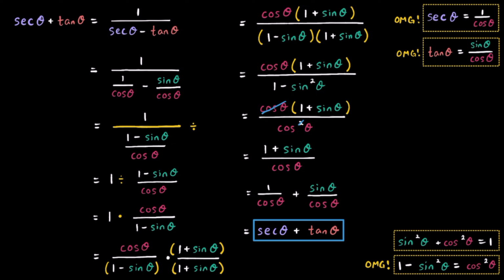And there you have it, the right side of this equation is now secant of theta plus tangent of theta, which matches the left side that we had at the very beginning.